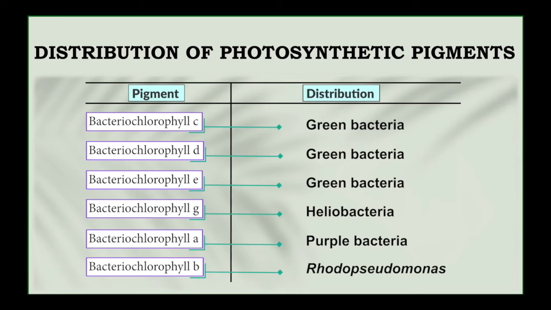Now, when I say bacterial pigments, of course, it is bacteriochlorophyll C, D, E, and G. Mostly it is C, D, E present in different green bacteria, but bacteriochlorophyll G is present in heliobacteria, which makes them survive in high intensity of light. But when you talk about bacteriochlorophyll A and B, bacteriochlorophyll A is present in purple bacteria, but bacteriochlorophyll B is present in Rhodopseudomonas and other forms of green bacteria.